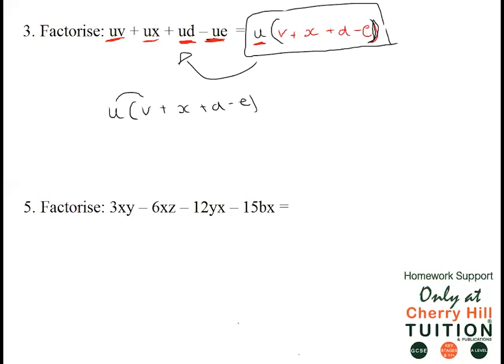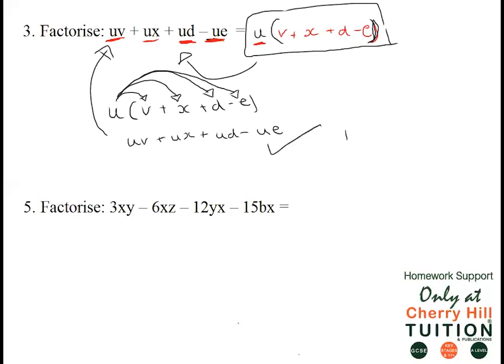U multiplied by v is uv. U multiplied by x is plus ux. U multiplied by d is ud. And u multiplied by minus e is minus ue. And as you can see, it matches the one above. Therefore, we know that our answer is correct. So that's quite a good way to check if our working out is correct.